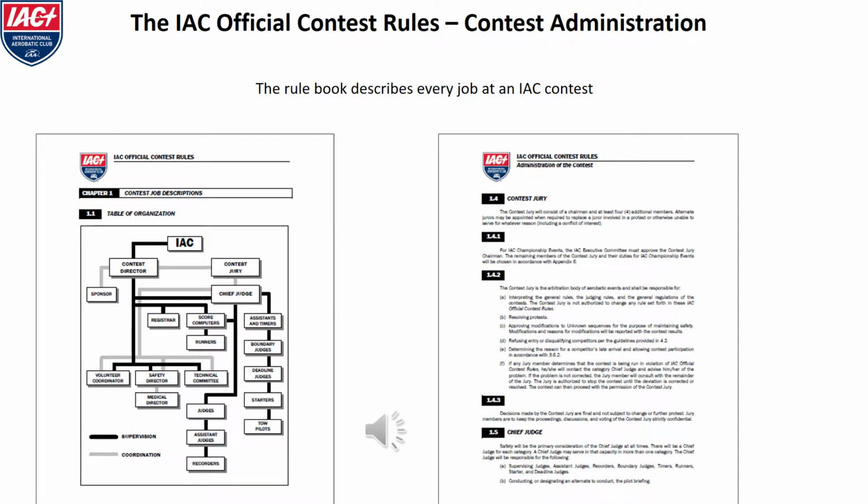Chapter 1 of the rulebook describes all of the volunteer jobs that it takes to organize and run a contest, starting with the contest director, the contest jury, the chief judge, right down to all of the grading judges, assistant judges, and recorders that observe every competition flight. The table of organization shows that it takes 20 to 25 volunteers to make a contest successful.